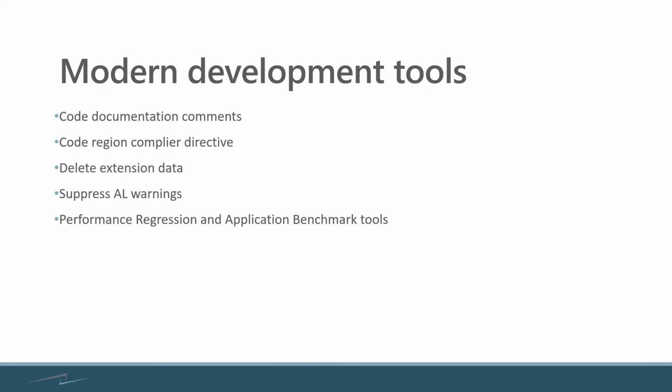Delete extension data, that's a big one. That's actually deployed already. So if you are deploying extensions and actually want to reset your extension, prior versions you could deprecate data, but you couldn't really clean it up. So now you've got the ability to delete data. So that's a nice one. Suppress AL warnings. So this is a development tool, it's around the debugger, I believe. So you can suppress warnings and just get error messages. And then you can perform some regression and application benchmarking. There's some tools that are included with the AI environment.